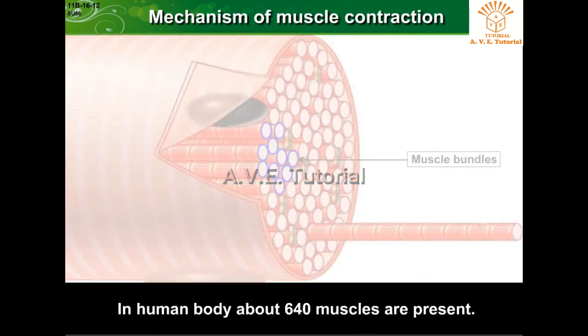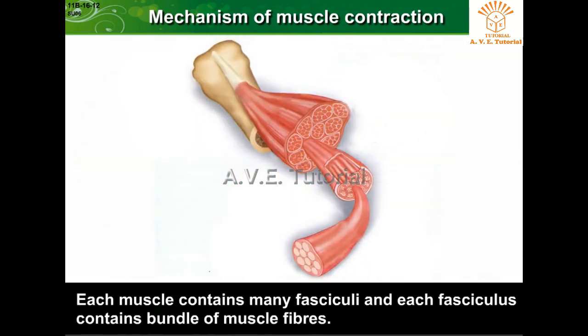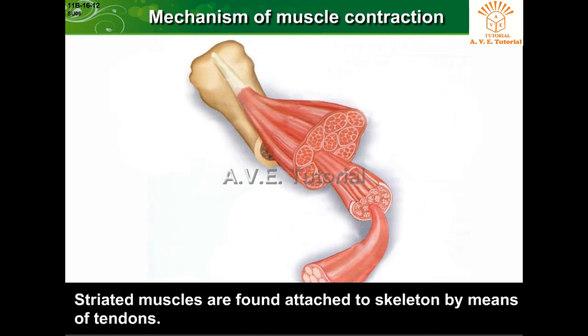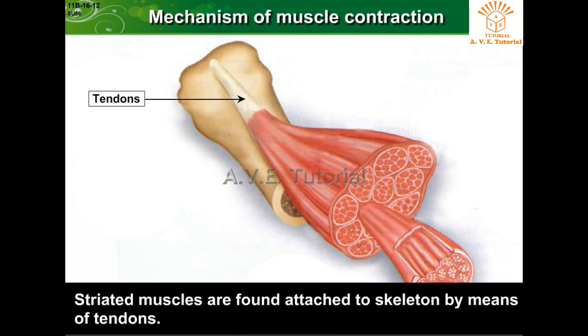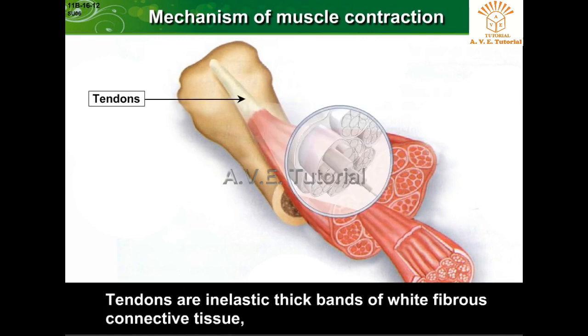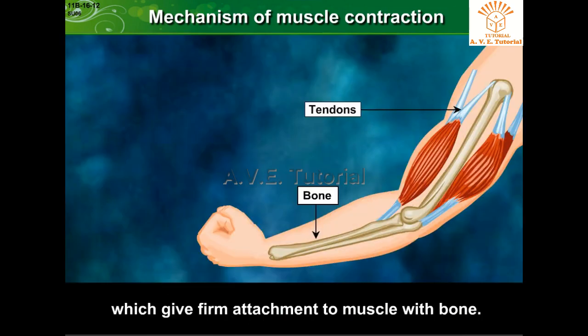In the human body, about 640 muscles are present. Each muscle contains many fasciculi, and each fasciculus contains a bundle of muscle fibers. Striated muscles are found attached to the skeleton by means of tendons. Tendons are inelastic, thick bands of white fibrous connective tissue which give firm attachment to muscle with bone.